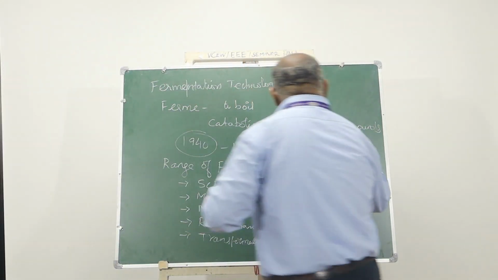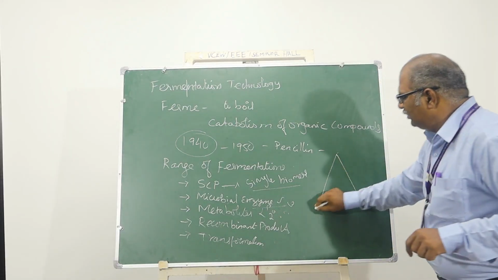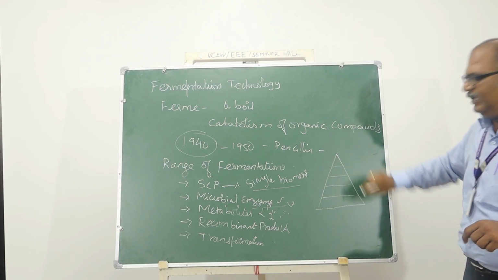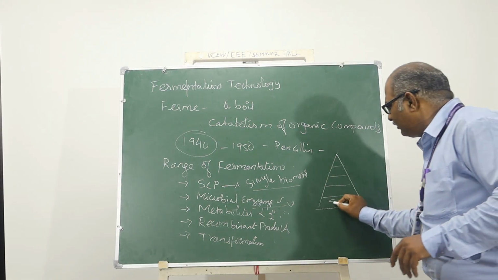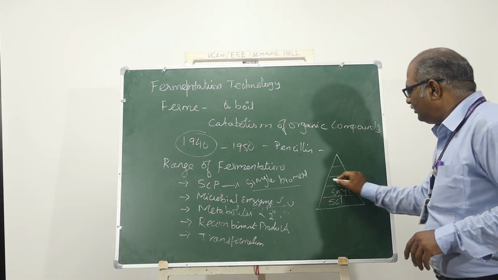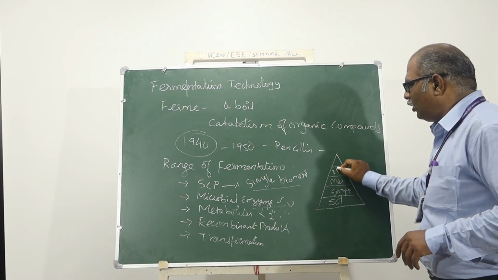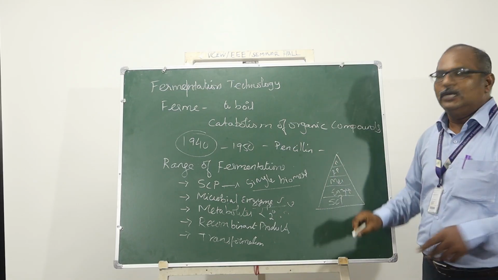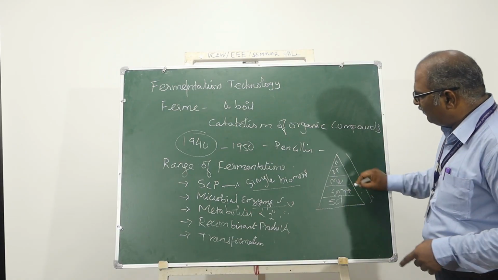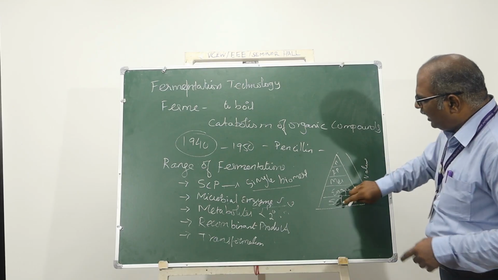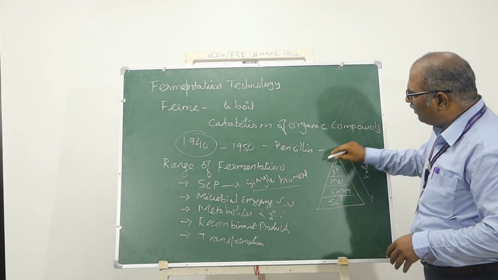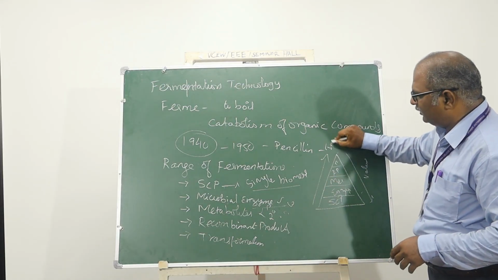This can simply be represented by means of a triangle of value. When the biomass value is high, this is single cell protein, and this is enzyme, this is metabolites, this is recombinant product, and this is transformation product. Here the mass production is high and the value is less. As the quantity of production is less, the value of the product is increased.